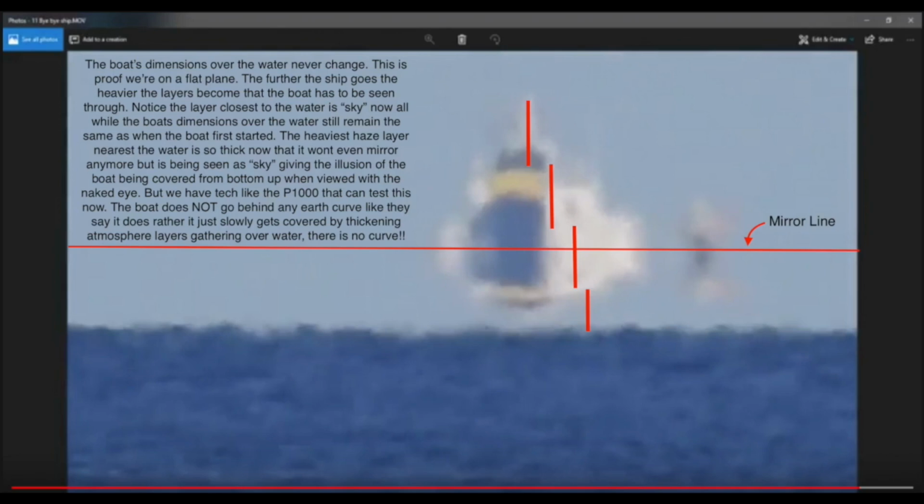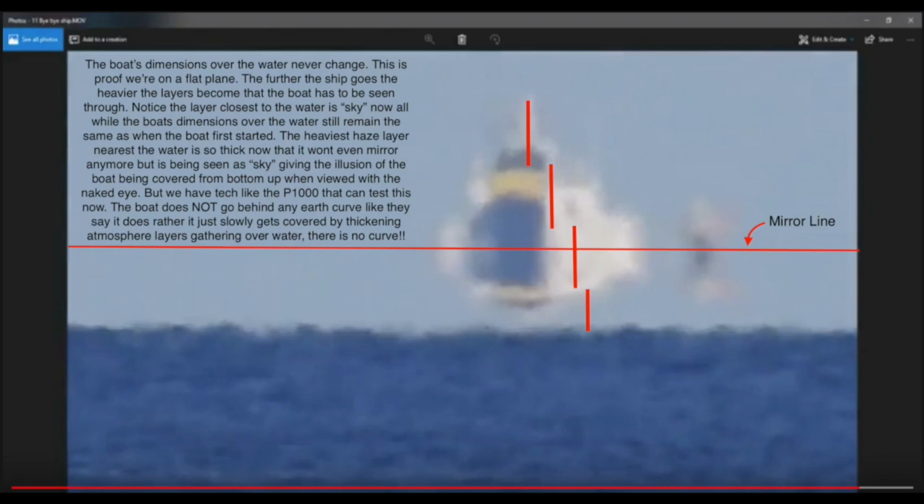But as the boat continues to go further, that mirror line will get thicker and thicker, working bottom up. So the sky will work its way up from the bottom of the boat. While at the same time, the dimensions of the boat, the size of the boat, remains the exact same over the water the whole time. This is proof the objects go behind a thickening atmosphere, not Earth curve.